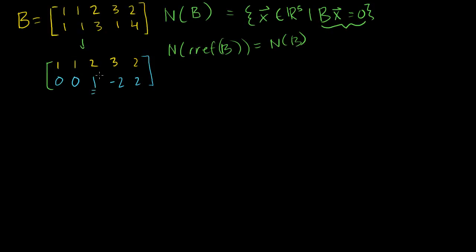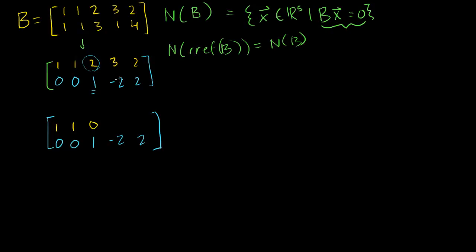We have a 1. So let me get rid of that guy right there. And I can get rid of that guy right there by replacing row 1 with row 1 minus 2 times row 2. So now row 2 is going to be the same, 0, 0, 1, minus 2, 2. And let me replace row 1 with row 1 minus 2 times row 2. So 1 minus 2 times 0 is 1. 1 minus 2 times 0 is 1. 2 minus 2 times 1 is 0.